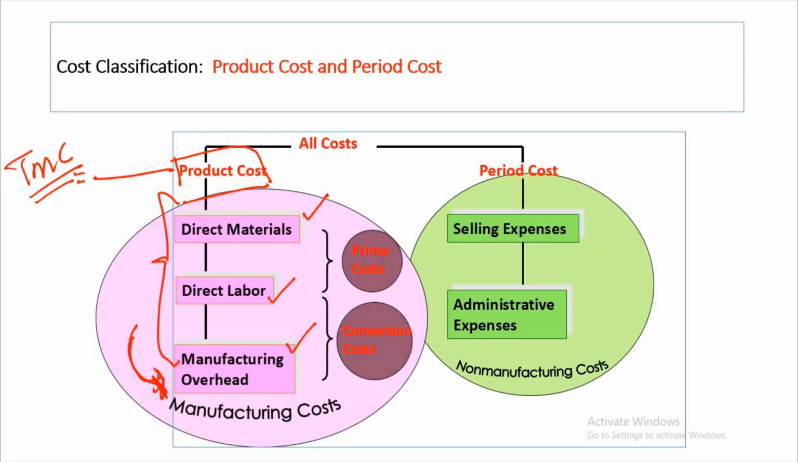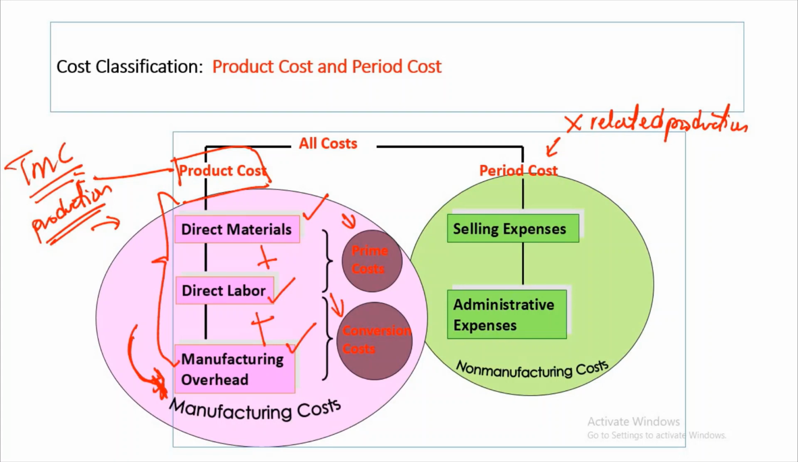From this product cost, you can derive two more costs, which are prime cost and conversion cost. Prime cost will be DM plus DL, and conversion cost will be direct labor plus your manufacturing overhead. As I said just now, product cost will be everything to do with the production of your product.